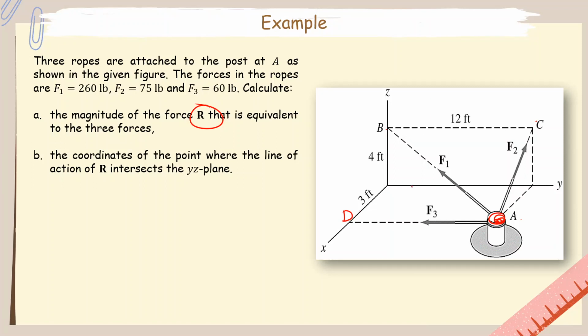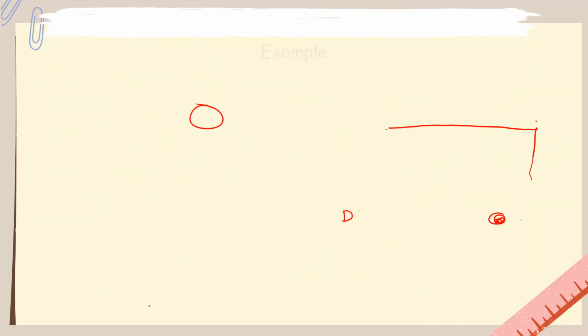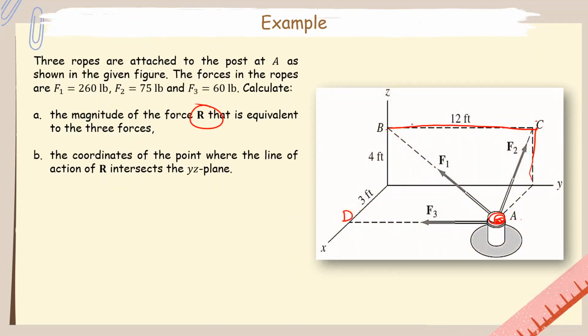So, if makuha na natin ang resultant, saan daw mag-intersect ang resultant sa YZ plane? Saan ang YZ plane? That is the plane defined by Y and Z. So, ito yung YZ plane ha. Why is it YZ plane? Kasi this is the plane defined by Y and Z. Alright, so let's answer muna letter A.